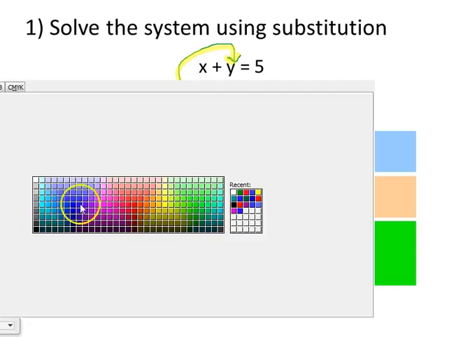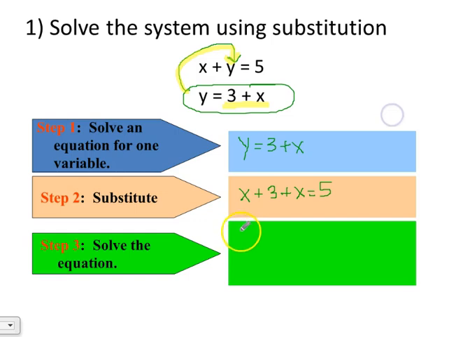So let's go ahead and do that. I'm going to change my font color to black so I can write in here. So combine our like terms. We've got 2x plus 3 equals 5. I want to work on solving, so I'm going to subtract 3 from both sides. I get 2x equals 2.